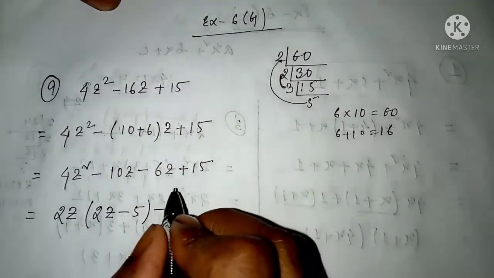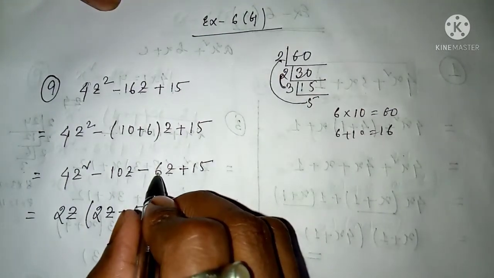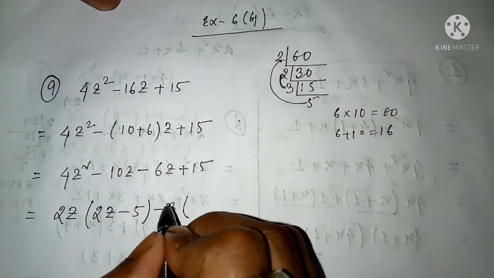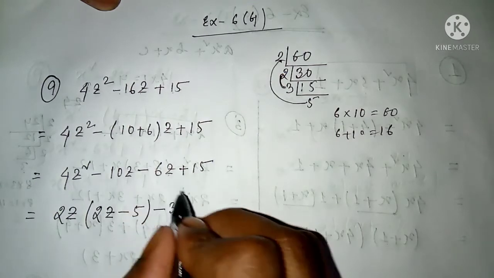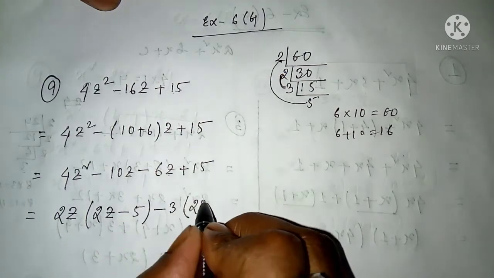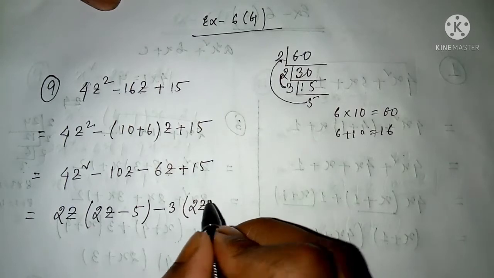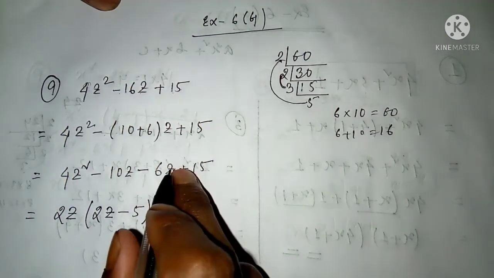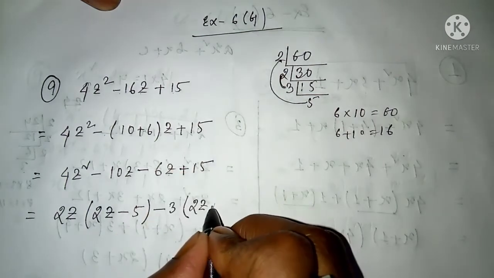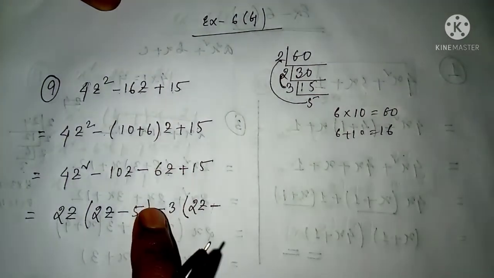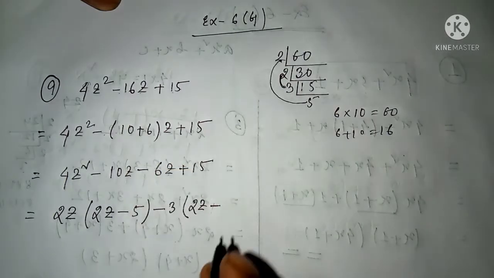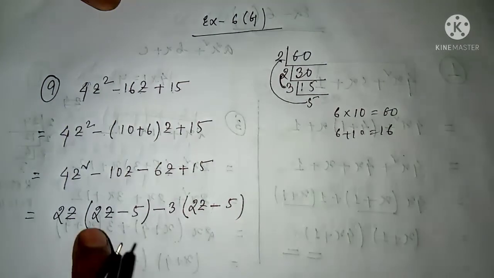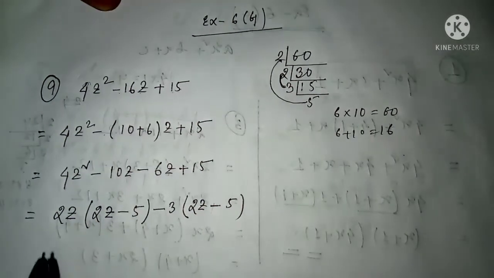Then see here 3 divides 6 as well as 15, so take 3 as common. Then 3 divides 6 2 times, and this is your z. Then what should I write here? If I write plus here, then minus into plus, it will give me minus, but what I have here is plus, so to satisfy I must write minus. Then see minus into minus, this is your plus 15. Okay, then see 3 divides 15 how many times, that is your 5 times. 2z minus 5, 2z minus 5, these two are common now.